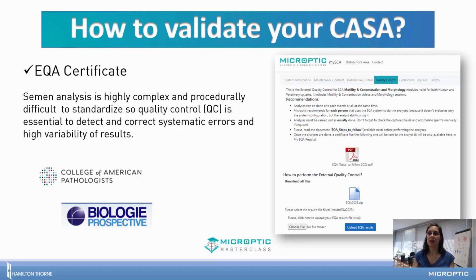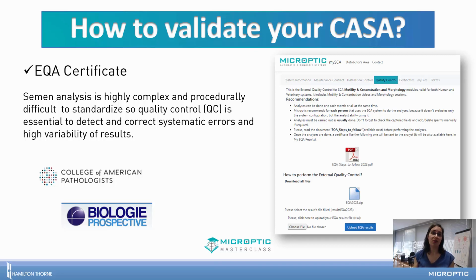Here, for instance, in MICROPTIC, we have developed an external quality control program to check that our users are using the system as expected by the manufacturer. This is important, for instance, to control that there are not many manual modifications that could reduce the objectivity and the standardization of the CASA. Also to check that the criteria for modifying the system results are the same for all the technicians.